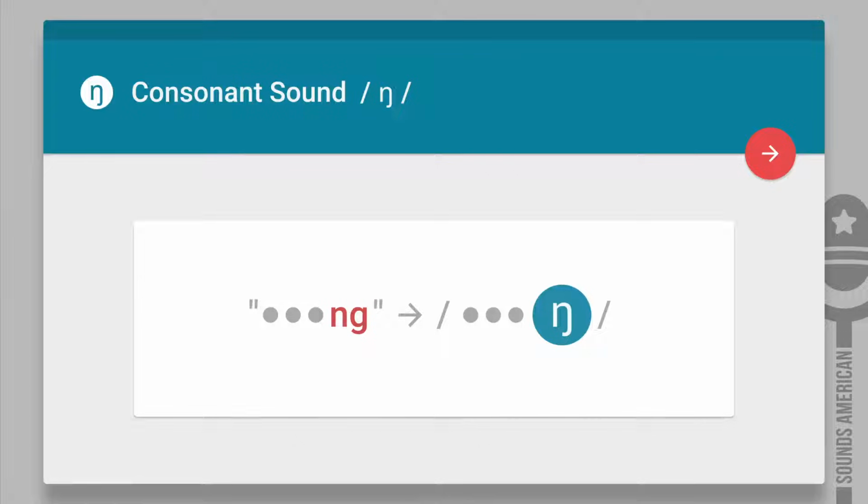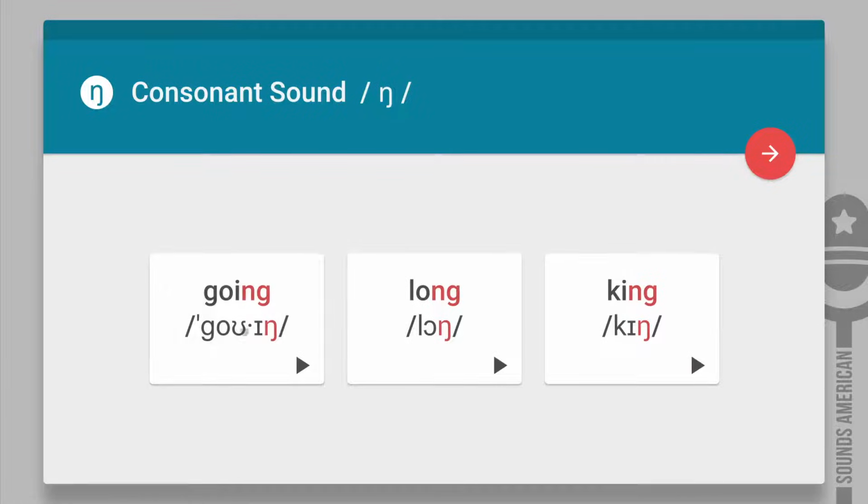The sound is most commonly represented by the combination of letters NG at the end of words. So, when you see a word that ends with the NG combination, you should always pronounce the sound. For example, going, long, king. As you may have already noticed, the final G is not pronounced, as it belongs to the sound.